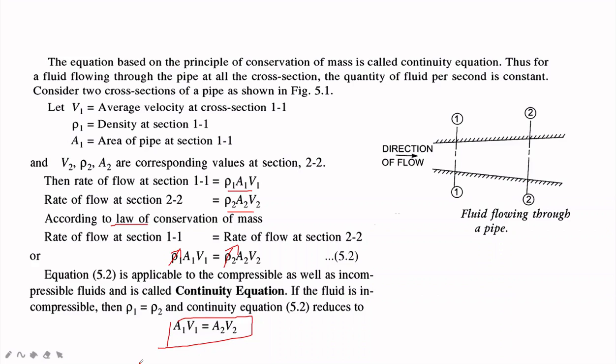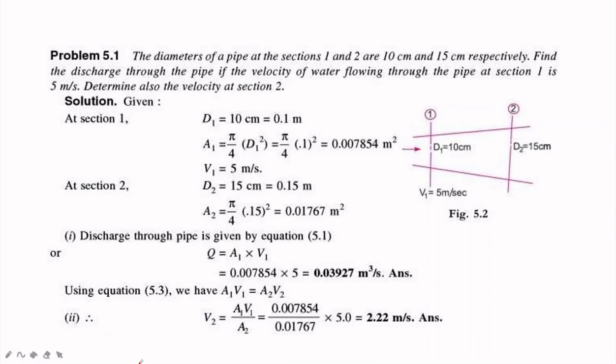Now let us solve a problem. Okay, simple problem. The diameters of a pipe at section 1 and 2 are given. This is a section of a pipe. See here, concentrate, don't see the answers, see the image.